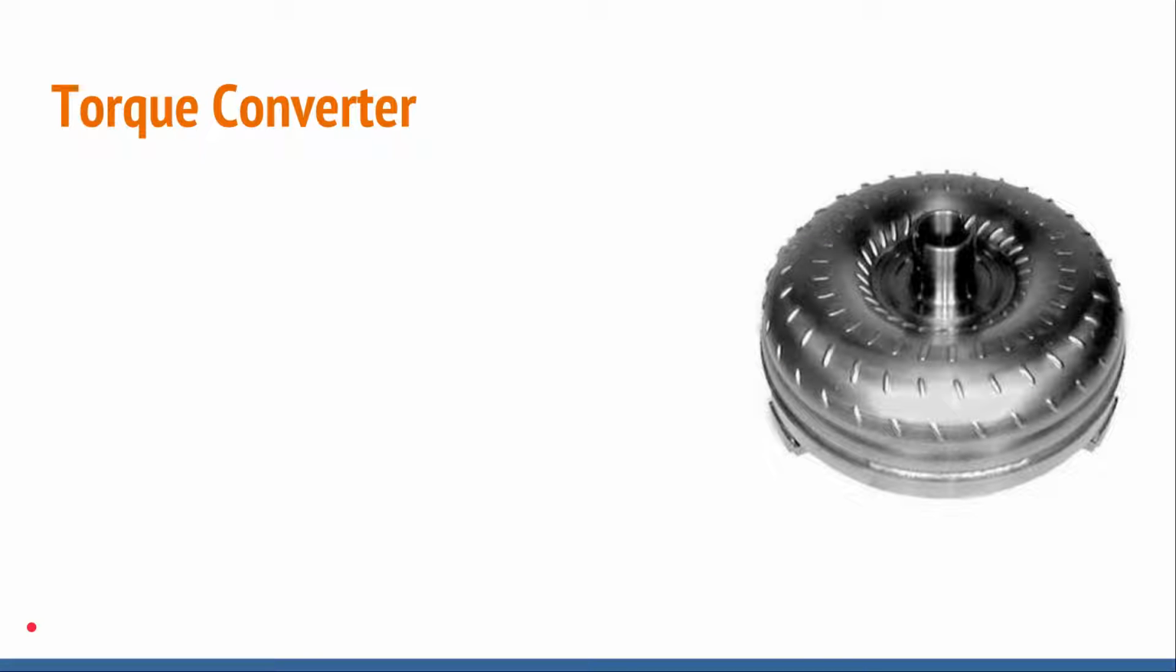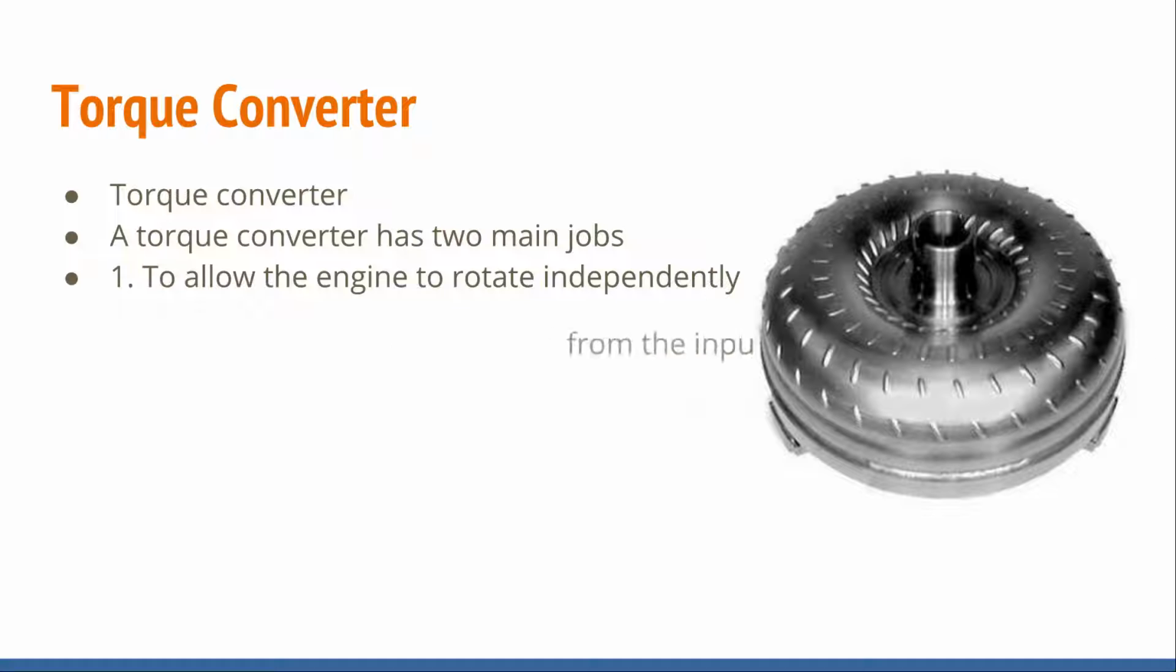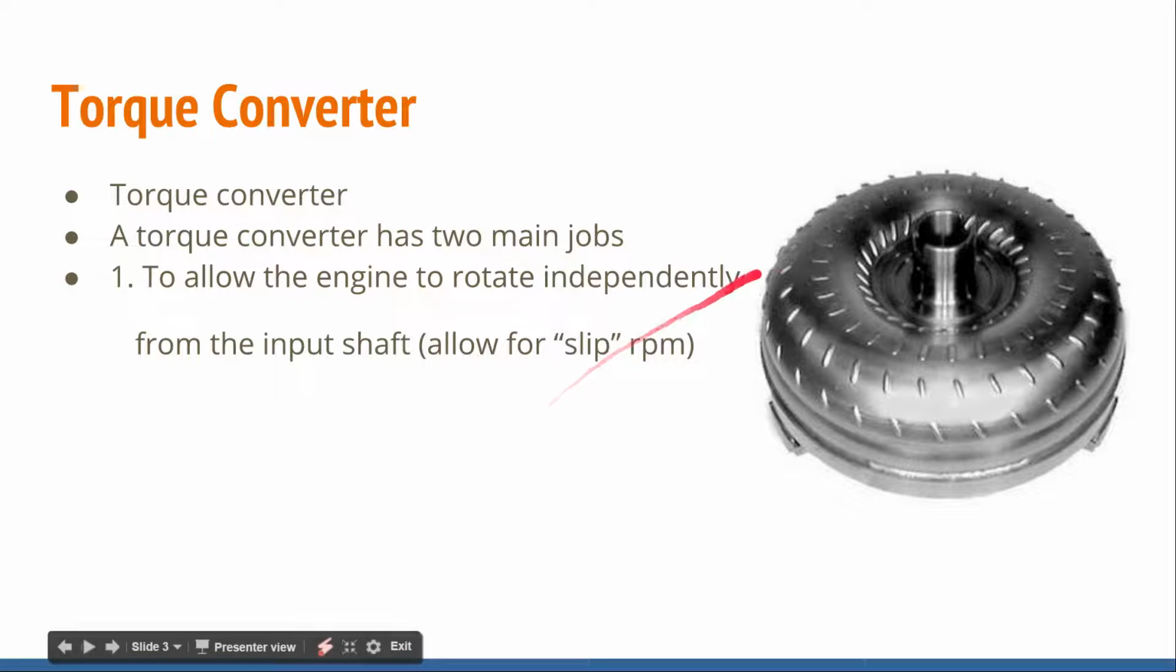So what is a torque converter and what does it do? A torque converter really has two main jobs. Number one job is to allow the engine to rotate independently from the transmission's input shaft. It allows for slip RPM. So think about that. When you're at a stoplight, your engine's obviously still running, it doesn't shut off, but the input shaft of the transmission, which sticks into this hole right here, is stationary. It is not moving.